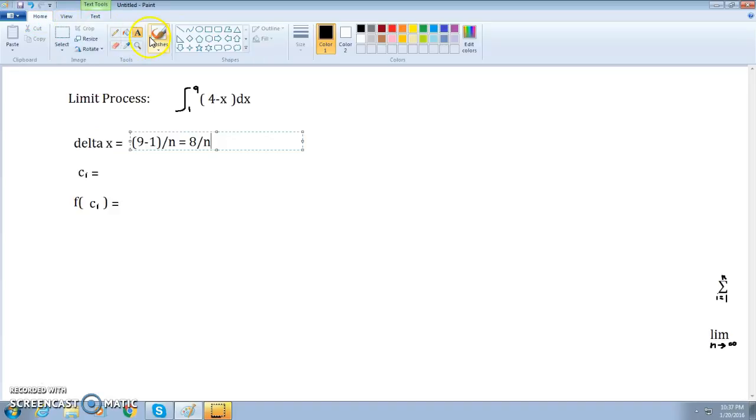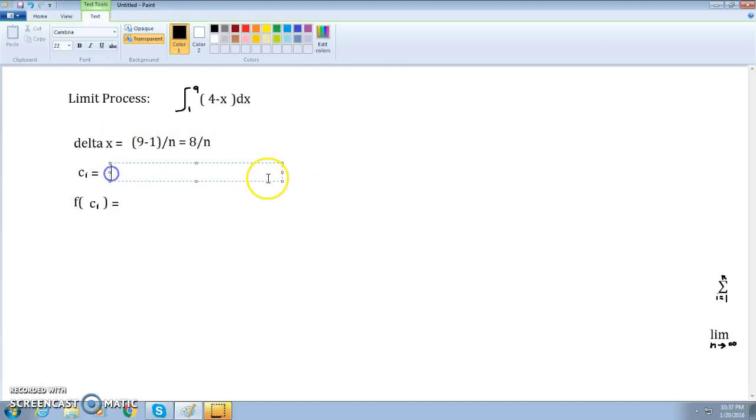So next we're going to be finding c sub i, and that would be a plus i delta x. In this, our a is 1, so c sub i would be 1 plus i times 8 over n, because 8 over n is delta x, so it would be 1 plus 8i divided by n.